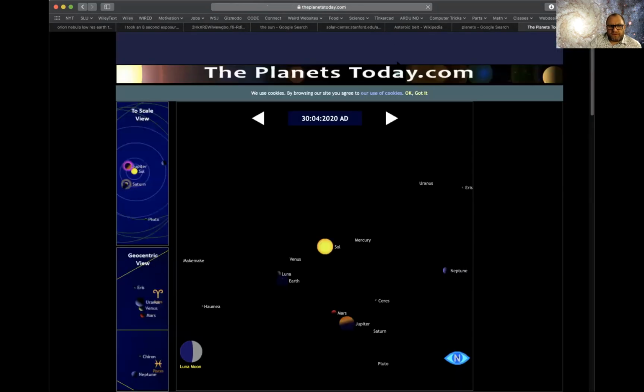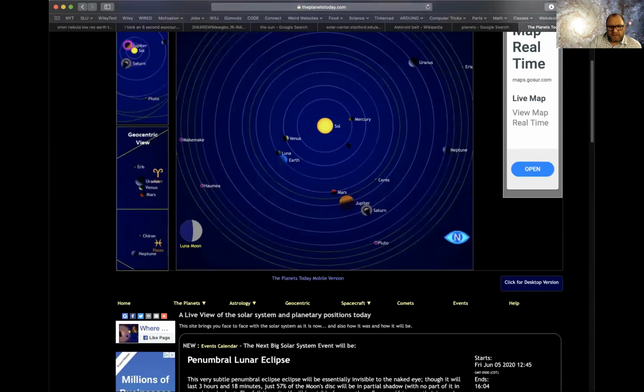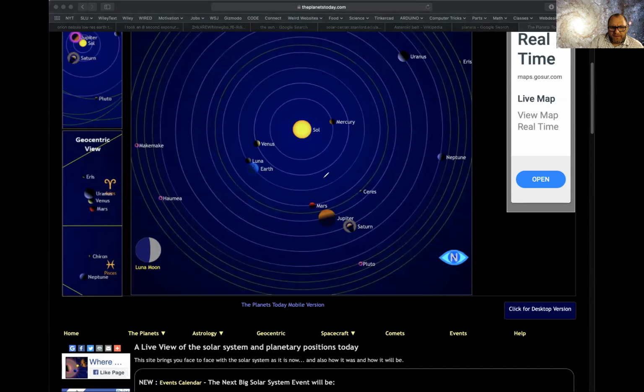Live view of the solar system. Okay, so here is our solar system, and the Sun's moving around there. Really, Jupiter and the Sun are the only things that matter for this. If we draw a line from the center of the Sun over here to Jupiter.